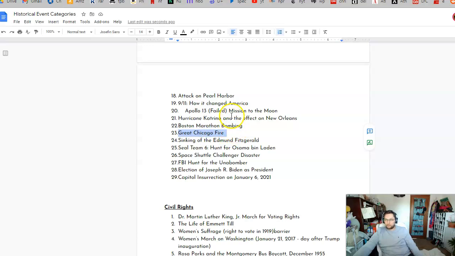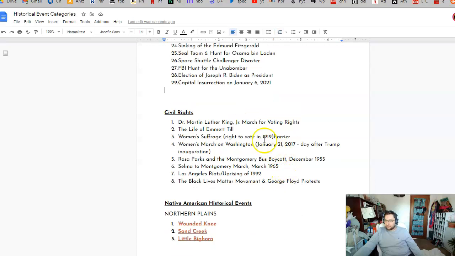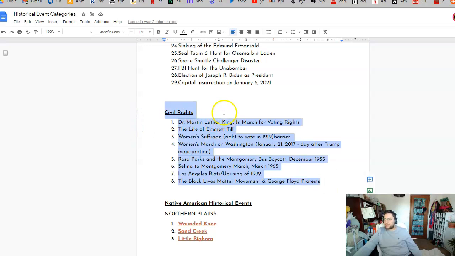There's a lot of theories. The sinking of the ship in Lake Superior, the Edmund Fitzgerald, the hunt for Osama bin Laden, the man responsible for 9/11, space shuttle disasters, the hunt for the Unabomber, the election of Joseph R. Biden as president in 2020, and I even added the insurrection at the Capitol that happened just a month ago. We have some famous civil rights leaders, to be clear. Civil rights is the fight for equality in the United States of America.